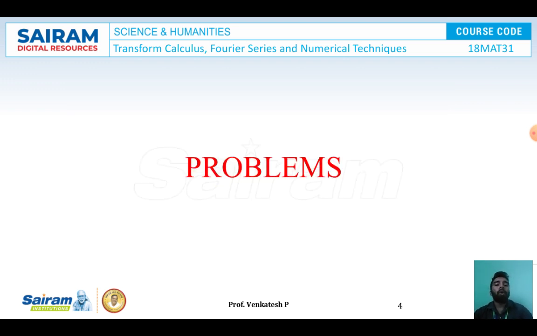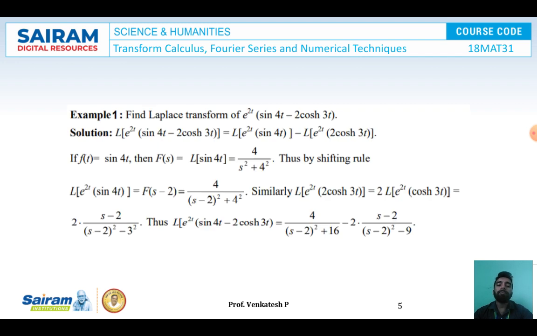Problems on properties of Laplace transform. First problem, find the Laplace transform of e power 2t into sine 4t minus 2 cos hyperbolic 3t. So here I am going to apply the shifting rule. So first we will be applying Laplace transform on both sides for the given equation and expanding that. Next we will be applying the shifting rule.